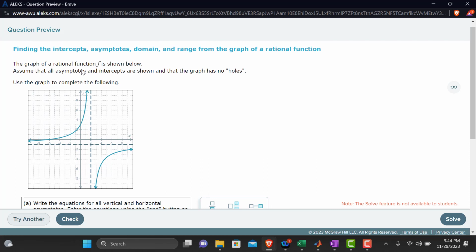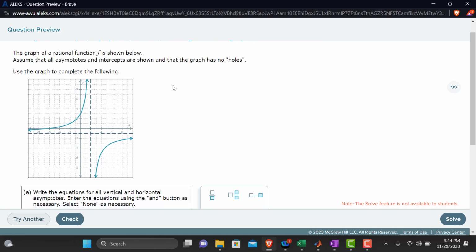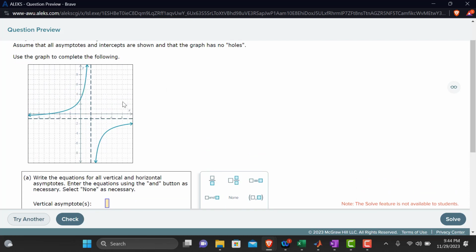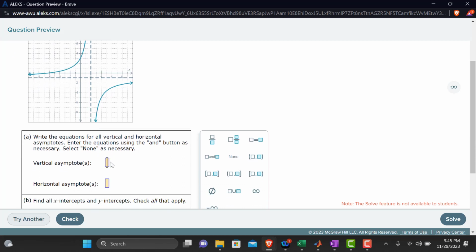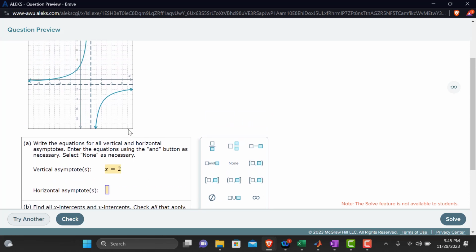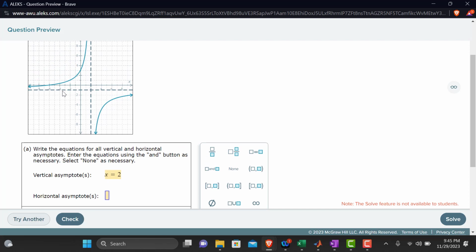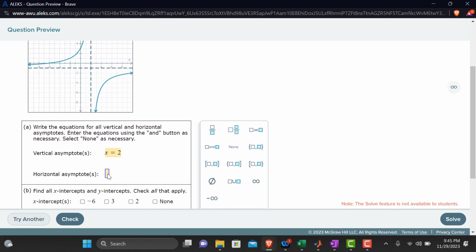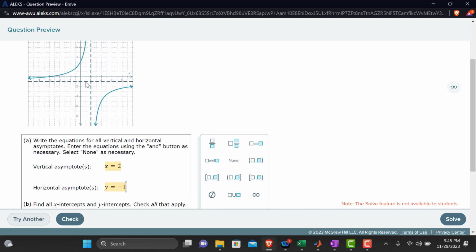Now it says the graph of a rational function f is shown below. Assume that all the asymptotes and intercepts are shown and the graph has no holes. Okay, now the vertical asymptote looks like there is one of them, right? And it looks like it is at the x value of 2. So we will say x equals 2. And for the horizontal asymptote, we do have a dotted line here. It looks like it is at -1. So y is equal to -1, right? So the dotted line horizontally is the horizontal asymptote, vertically, vertical asymptote.